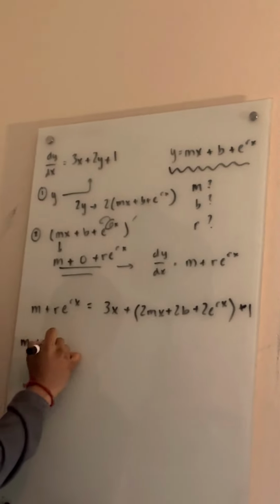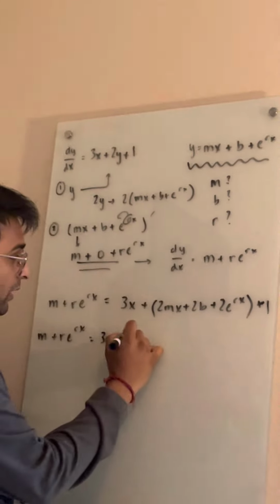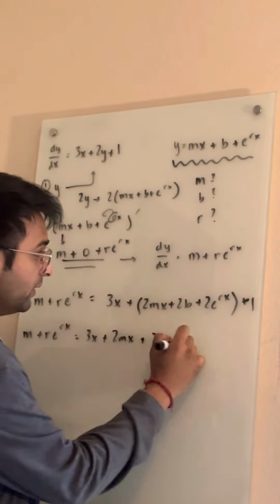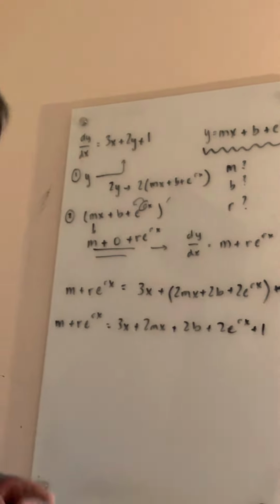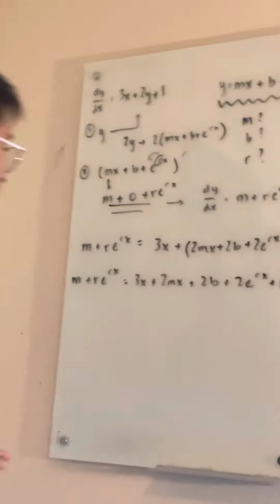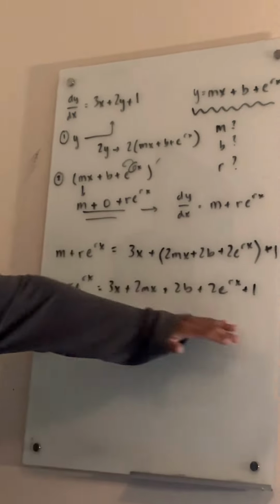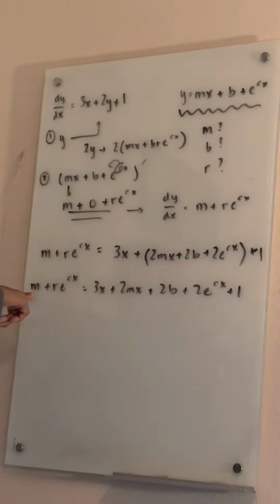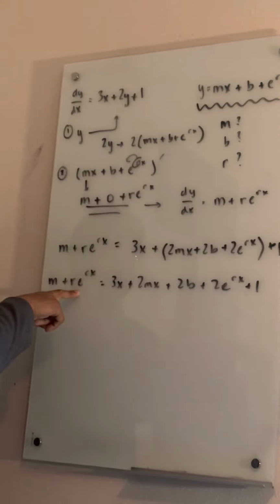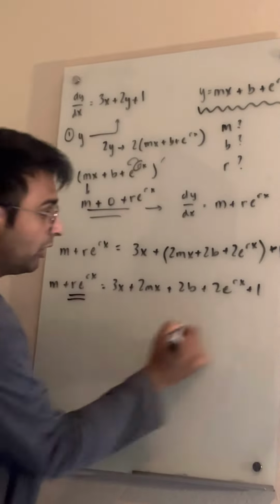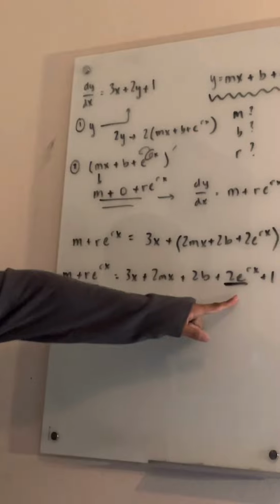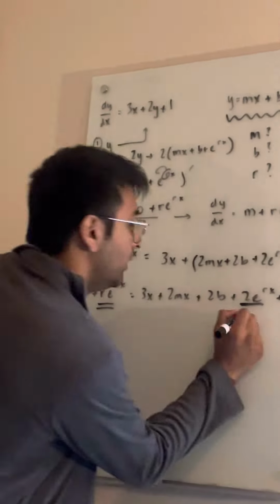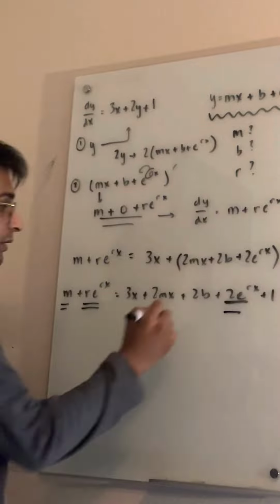Alright, so now let's expand everything and get rid of the parentheses. We have m plus r e to the rx is equal to 3x plus 2mx plus 2b plus 2e to the rx plus 1. Now, this is how the grouping works. I know that this side has to be the same as this side. This side has a constant term, the m, and an e to the rx term. The e to the rx term is going to be matched by this, because you can't make an e to the rx where there isn't one.